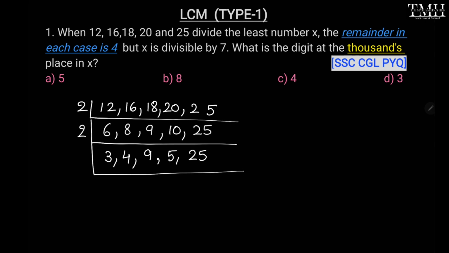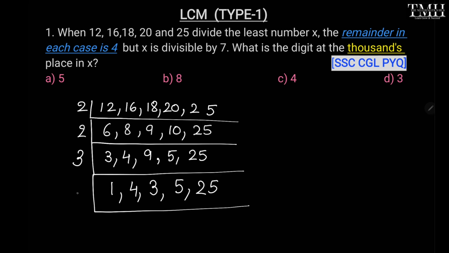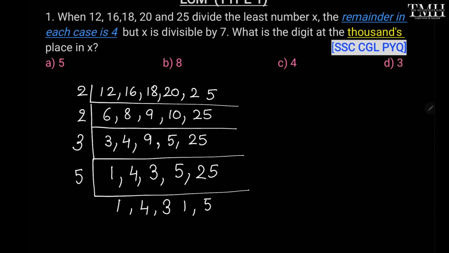Now let's proceed with the digit 3. Here 3 1s are 3, 4, 3 3s are 9, 5 and 25. Now let's find out 5 and 25. So let's take the prime factor 5. Here we will put 1, 4, 3. 5 ones are 5, 5 5s are 25.